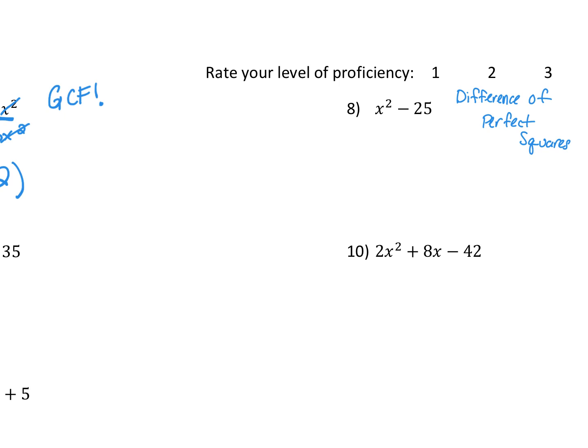So I know this is a difference of perfect squares because each of these numbers, x squared and 25, are both perfect squares. Because x squared is x times x, and 25 is 5 times 5. And so when we have a difference of squares, like a squared minus b squared, it's always going to factor into a plus b and a minus b. So in this case I'm going to have x plus 5 and x minus 5.